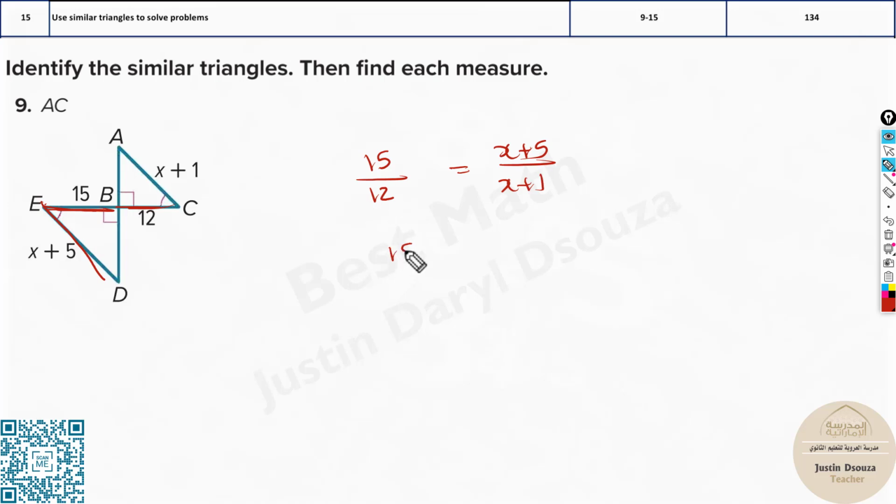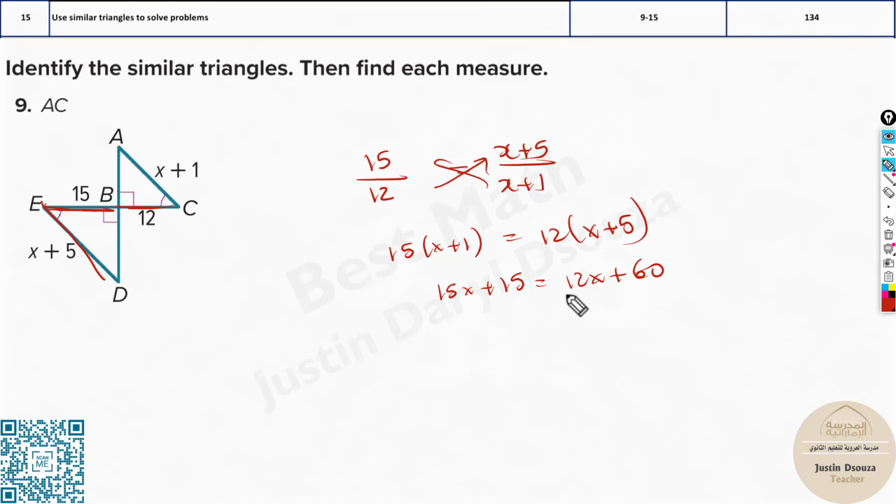Cross multiply: 15 into x plus 1 is equal to 12 times x plus 5. Now then it will be 15x plus 15 is equal to 12x plus 15 times 5, which is 60. You can directly put this in the calculator and solve. You don't need to do all this. I've shown in the previous problems. Directly in the calculator you get the answer.